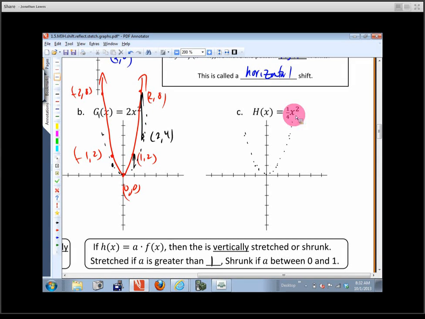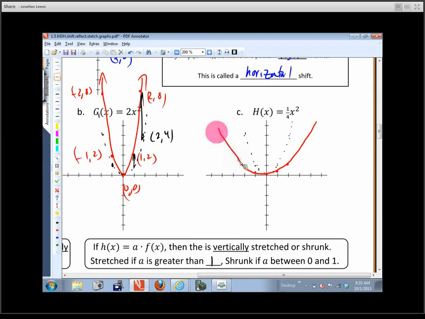Plug in a 2. What do you get? 4, when you square it to make this shape right here, and then you multiply that answer by 1/4. So we're not going to graph (2, 4), we're going to graph (2, 1). You plug in a 1. You get a 1. If you multiply that 1 by 1/4, you get 1/4. What happens if you plug in a 0? You get 0. If you plug in negative 1, you get 1/4. If you plug in negative 2, you get 1. So you get a graph that looks something like this.